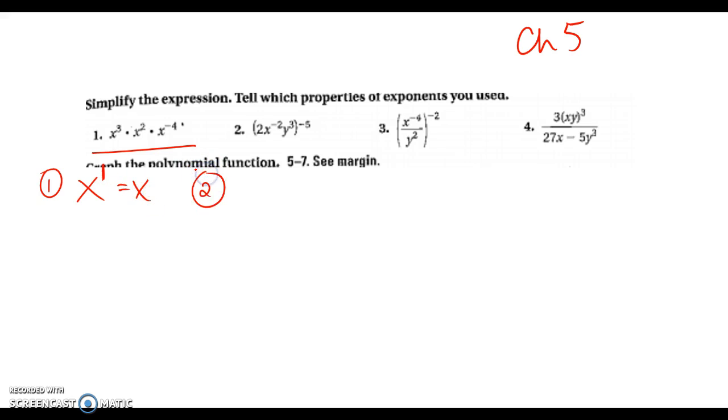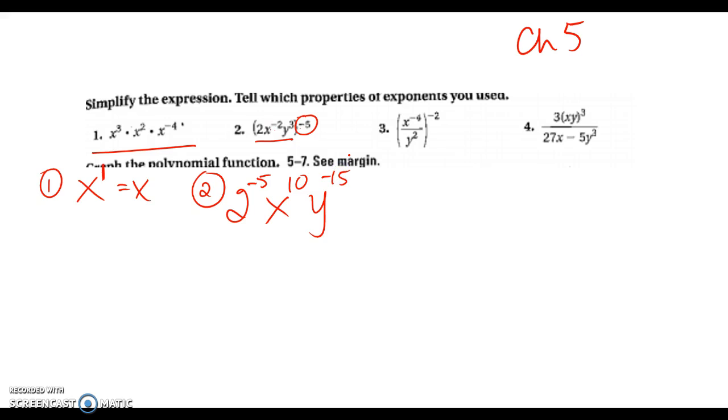2. First, we're going to raise this quantity to this power, 2 to the negative 5. And when I raise a power to a power, I multiply those exponents. Negative 2 times negative 5 is 10. And 3 times negative 5 is negative 15.